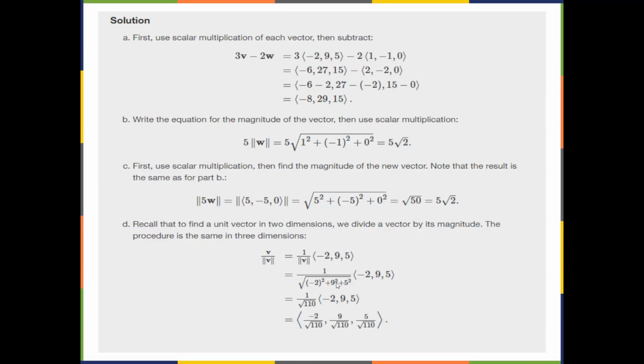And then we use scalar multiplication and then the magnitude to find yet another vector. And then recall that to find a unit vector in 2 dimensions, we divide a vector by its magnitude. So we do the same thing in 3 dimensions. Taking everything you've done in 2 dimensions and now adding a third. Pretty sure we don't add a fourth in Calc 3, so fingers crossed for that one.